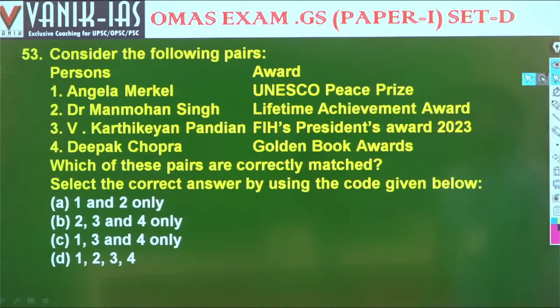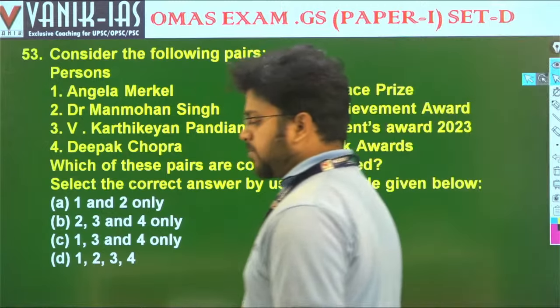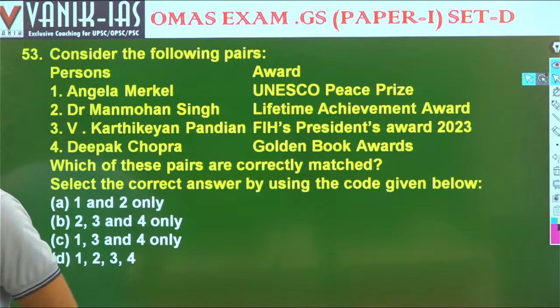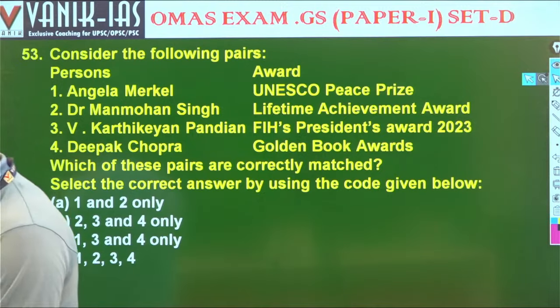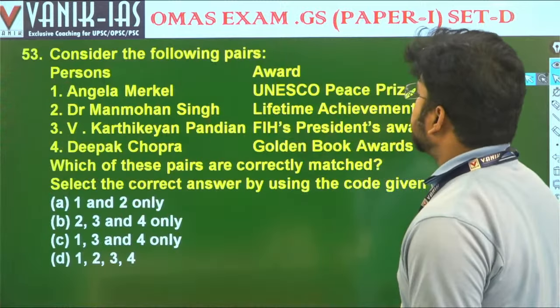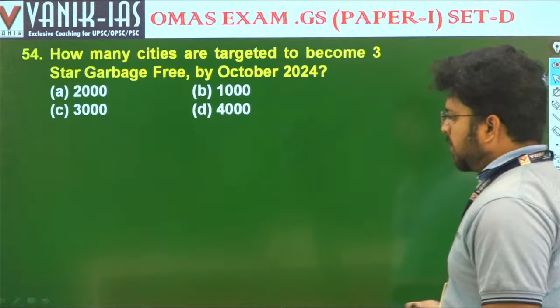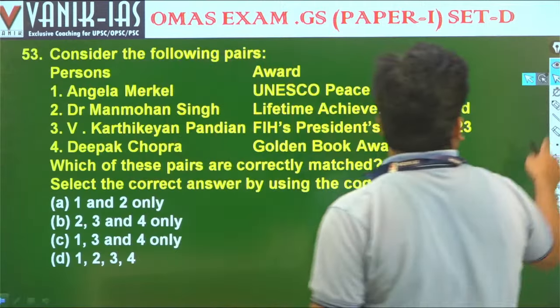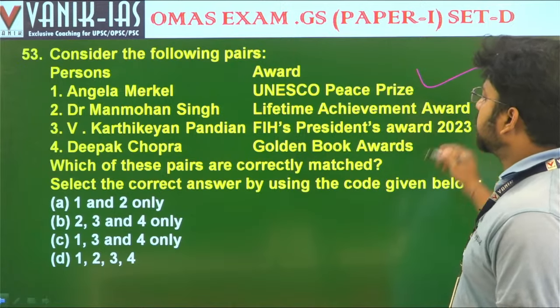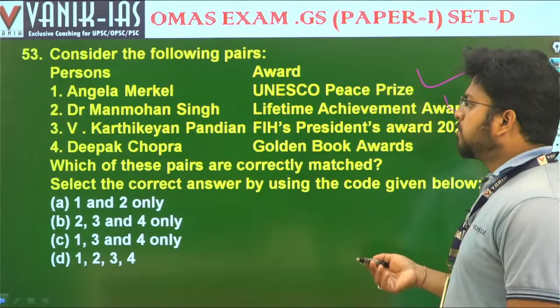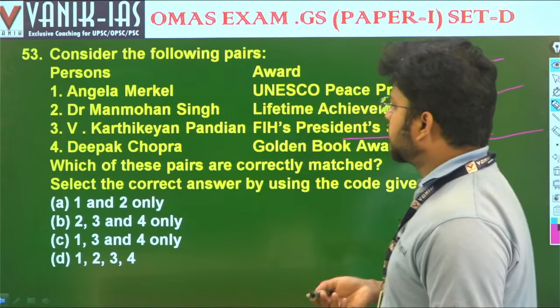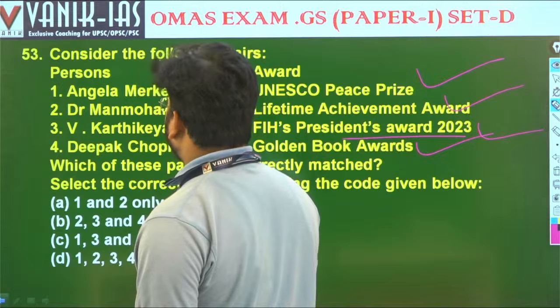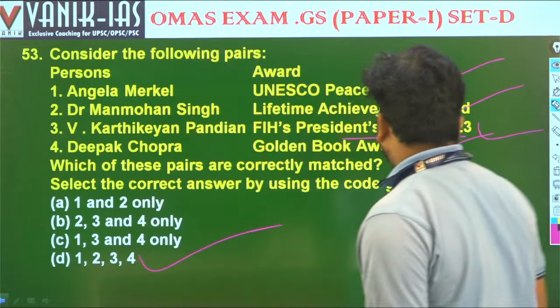Consider the following pairs: Angela Merkel, who has got which award? Angela Merkel was the former chancellor of Germany, right? So the UNESCO Peace Prize. Yes, she has got a UNESCO Peace Prize. Why? Because she allowed many refugees. That's why she has got it. Not a lifetime achievement award, right? Then V. Karthikeyan Pandian, FIS President Award, and Deepak Chopra, Golden Books Award. Deepak Chopra is a philosopher, right? So here all the options are correct with respect to the awards.